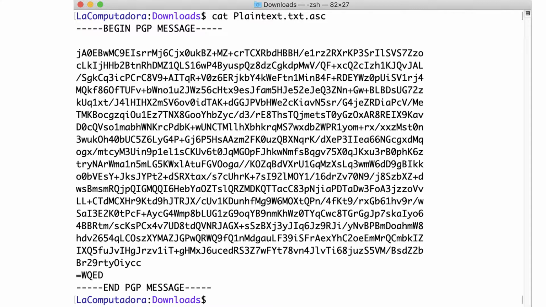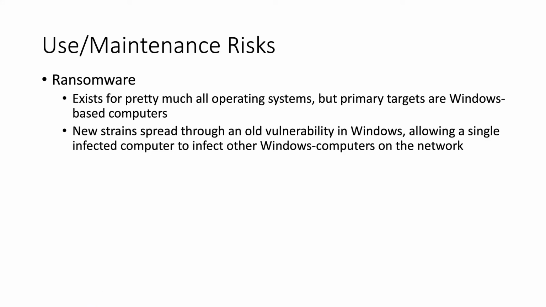But imagine that a malicious actor was able to infect your computer with ransomware. That means that all of the files on your computer are going to look like this. And if that includes the system files, that means your computer will not operate. And if it's just your user files, that means you're not going to be able to read them. The new strains of ransomware are particularly vicious because they spread through an old vulnerability in Windows that allows a single infected computer to infect other Windows computers on the network.